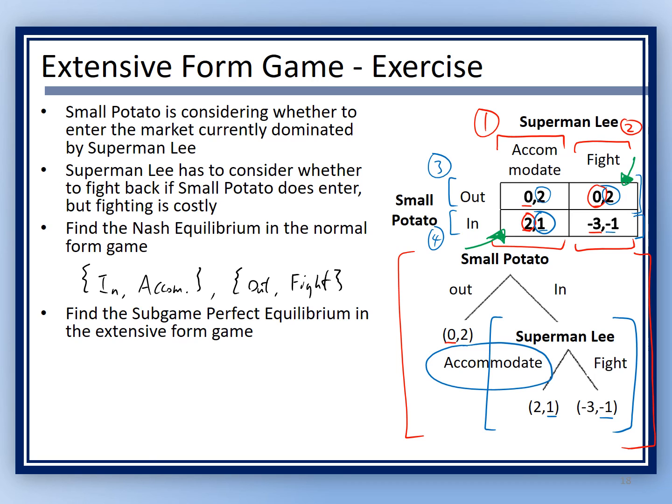And then you go back to the bigger game. What would small potato do? If small potato stays out, he's going to get 0. If he comes in, he knows that Superman Lee is going to accommodate, so he's going to get 2, so he's going to come in. So there's only one subgame perfect equilibrium in this case.